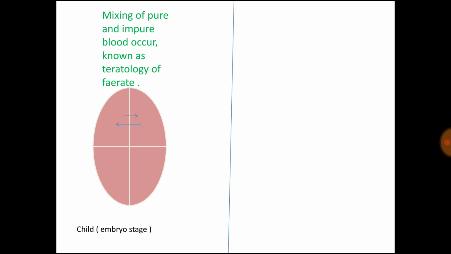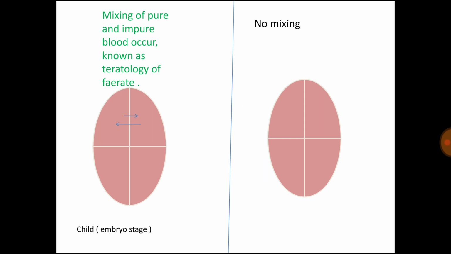Next, we're talking about terminology. In this condition, mixing of pure and impure blood occurs, known as tetralogy of Fallot, and this is in the heart. Due to improper or incomplete separation, the mixing of pure and impure blood happens in a child at the embryo stage, which is known as tetralogy of Fallot. And after complete separation of auricles and ventricles, there is no mixing. So this is the stage in which, in a child after birth and after completion of 1 month, there is no mixing.